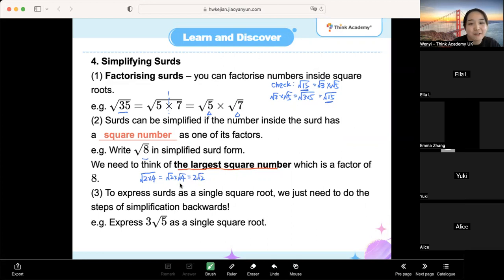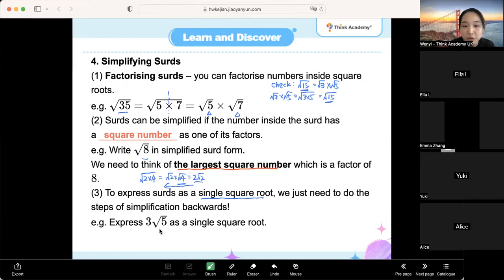Yes. And we can further simplify this root 4 to a rational number, which is 2. Then sometimes the question just gives you something like 2 root 2, and then asks you to express this into a single square root. What can we do? We just do the simplification steps in reverse, and then we get root 8 as our answer.